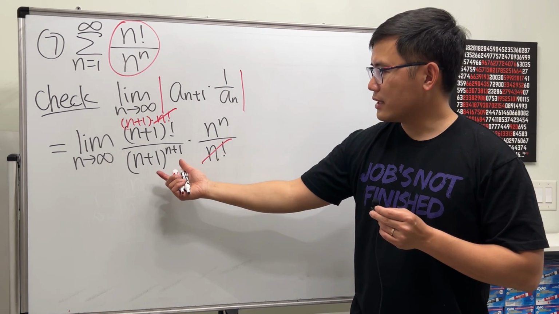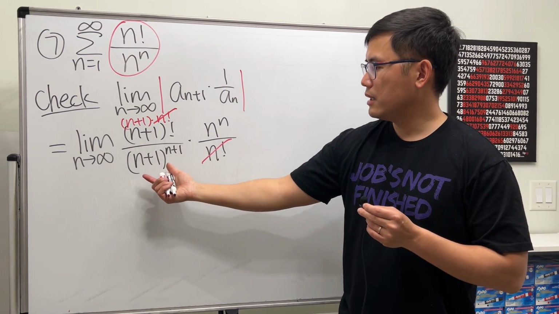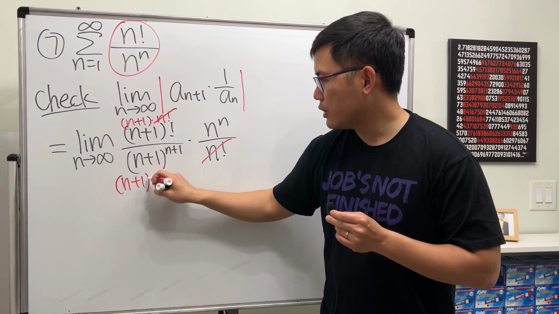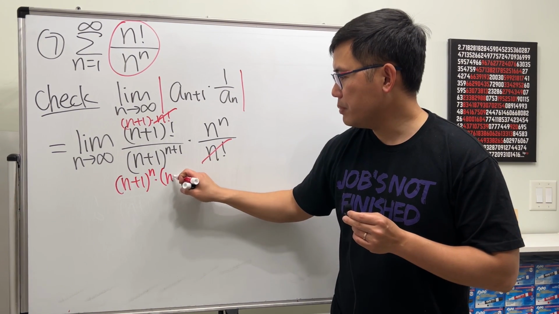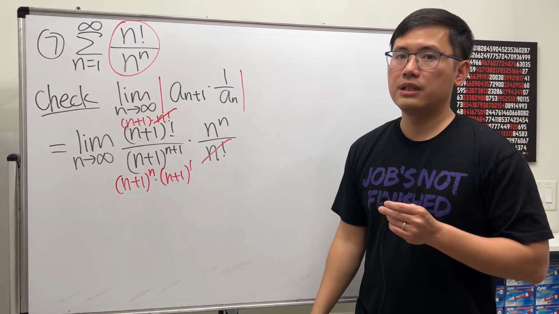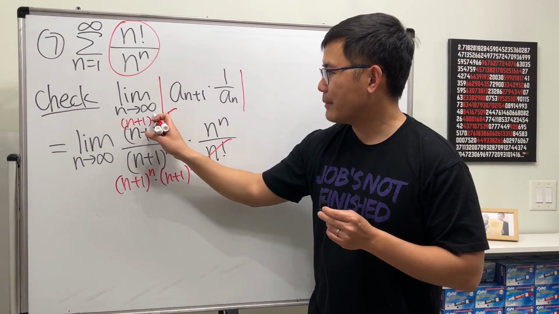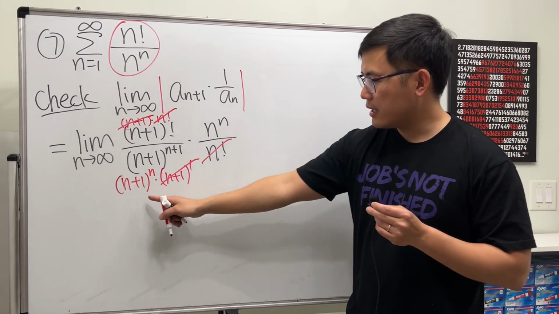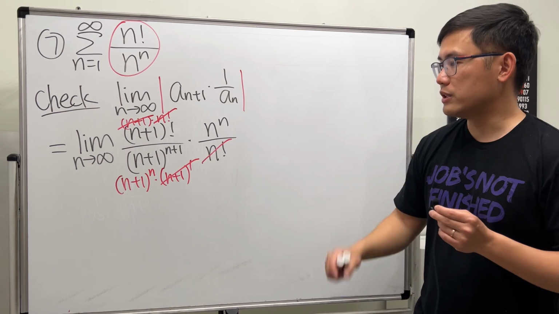But for this one, it's a little bit stranger, right? I can break this apart as n plus 1 to the n times n plus 1 to the first. And then in this case, we happen to cancel n plus 1 here. But we cannot cancel this and that. So be careful with this.